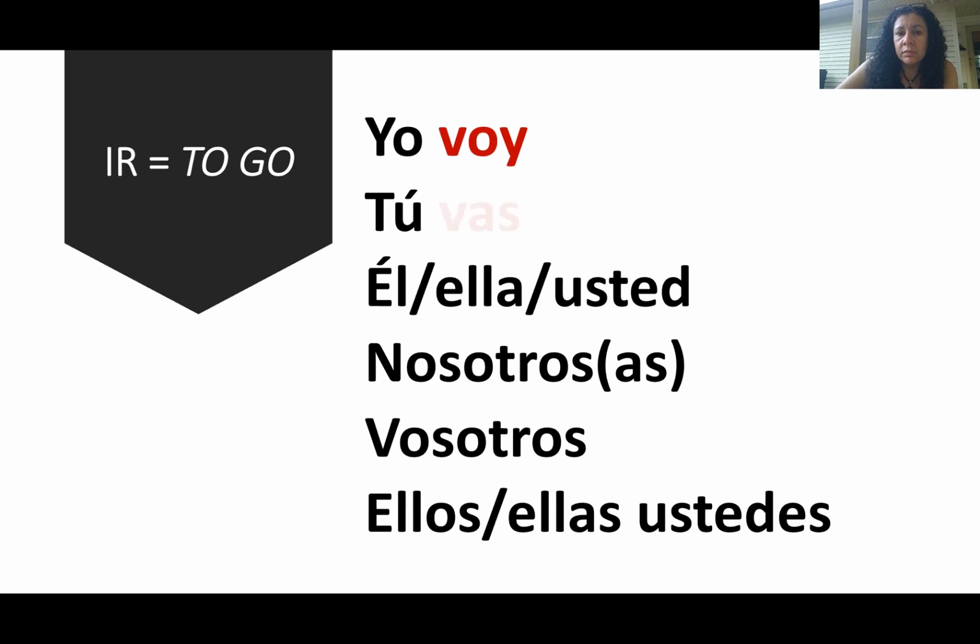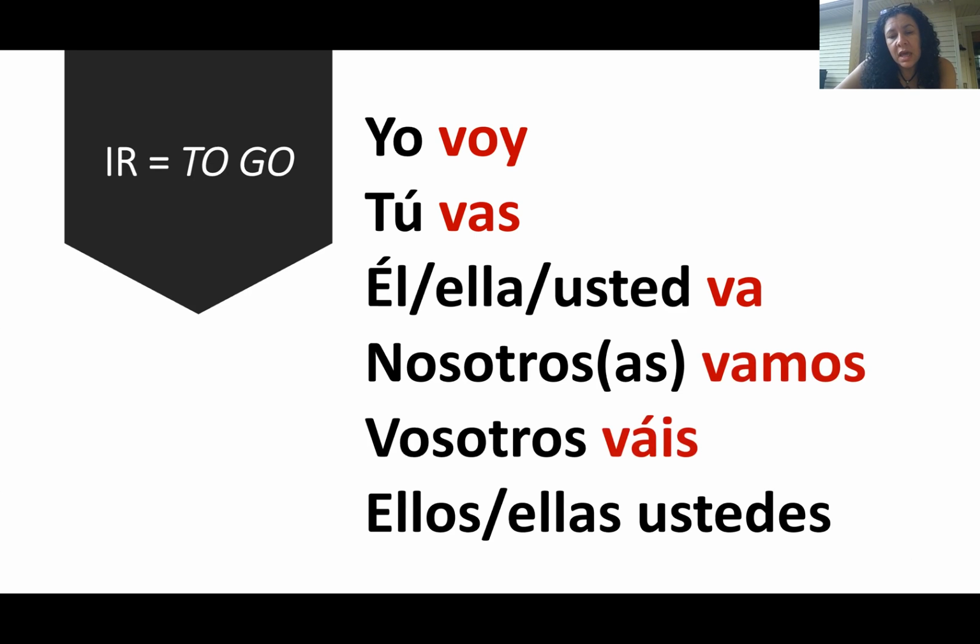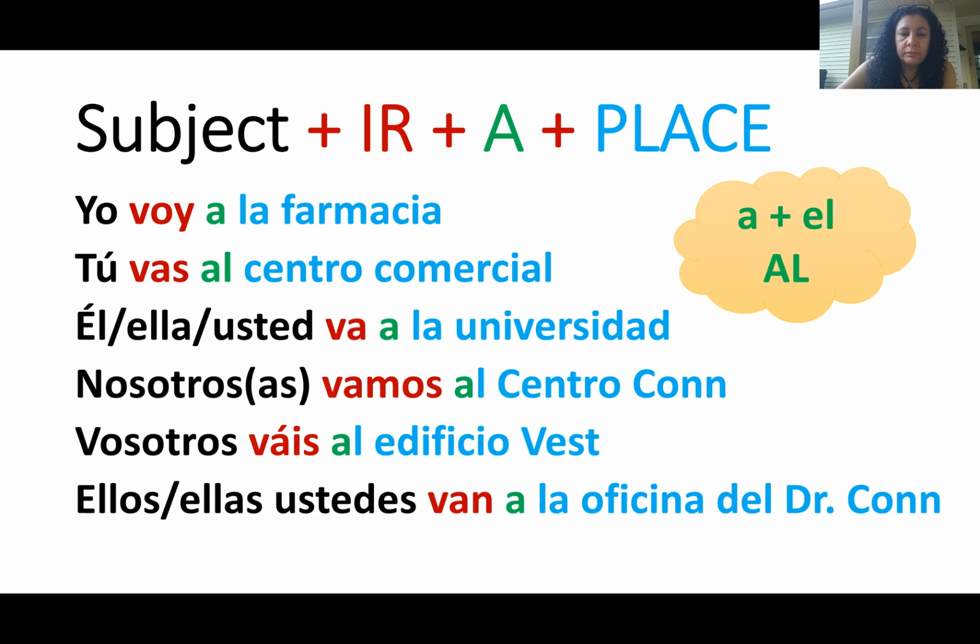Yo voy, tú vas, él, ella, usted va, nosotros, nosotras vamos, vosotros, vosotras vais, ellos, ustedes van. As you are able to see, this is a very irregular verb. It changes completely. Okay, so voy, vas, va, vamos, vais, and van. There is a first idea that the verb to go, or ir, helps us communicate. It needs to express that you are going to a place.